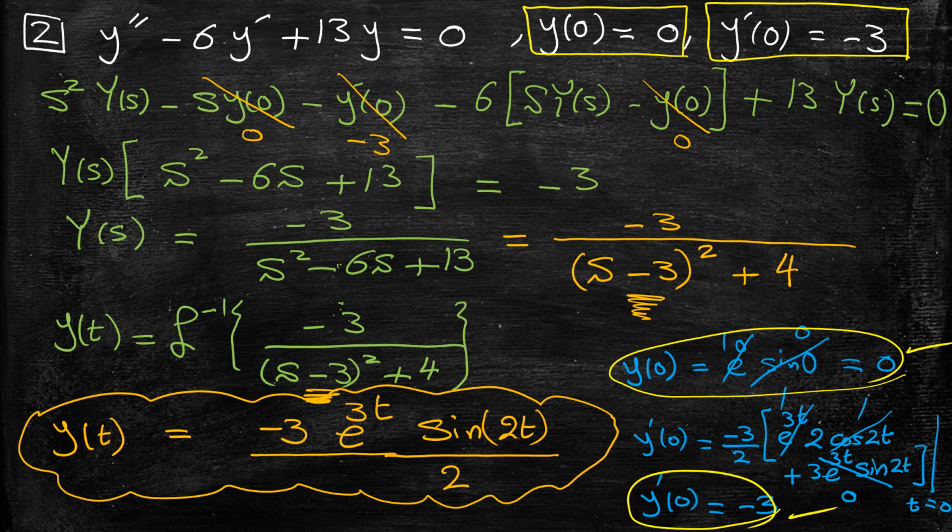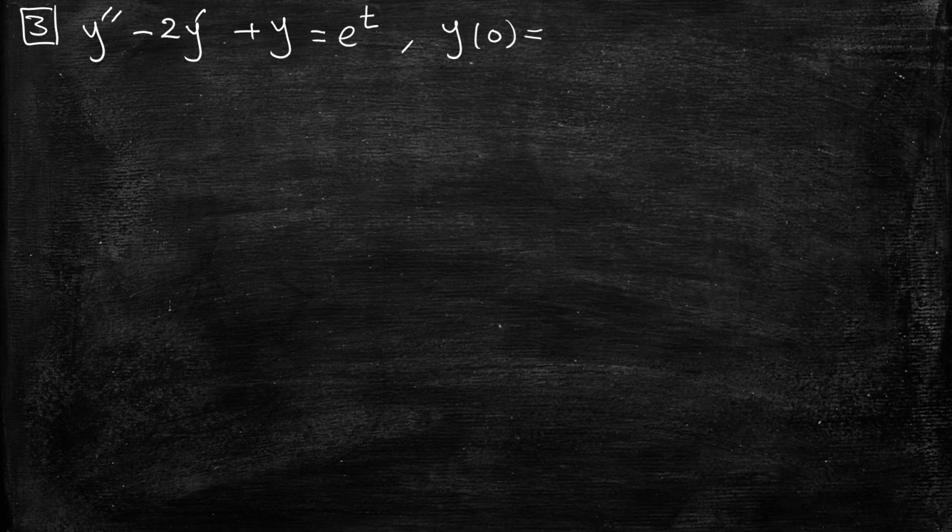So let's see another example here. We have this y double dash minus 2y dash plus y equal to e power t, and given y of 0 equal to 0 and y dash of 0 equal to plus 5.